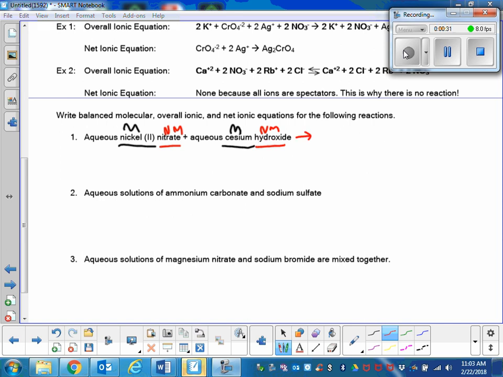Can somebody tell me how they will switch? What will the products be when you switch? Anybody in class? What are the products formed? Alright, so you will form nickel 2 hydroxide plus cesium nitrate. Is that right? Cesium nitrate.